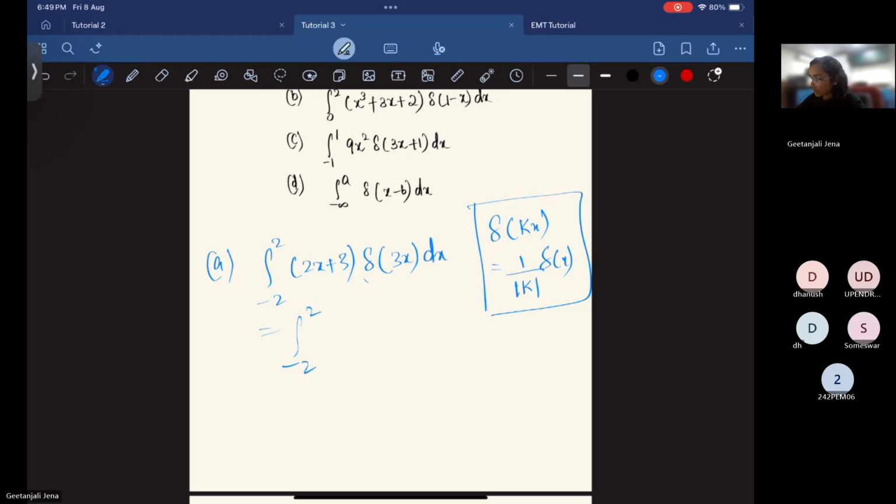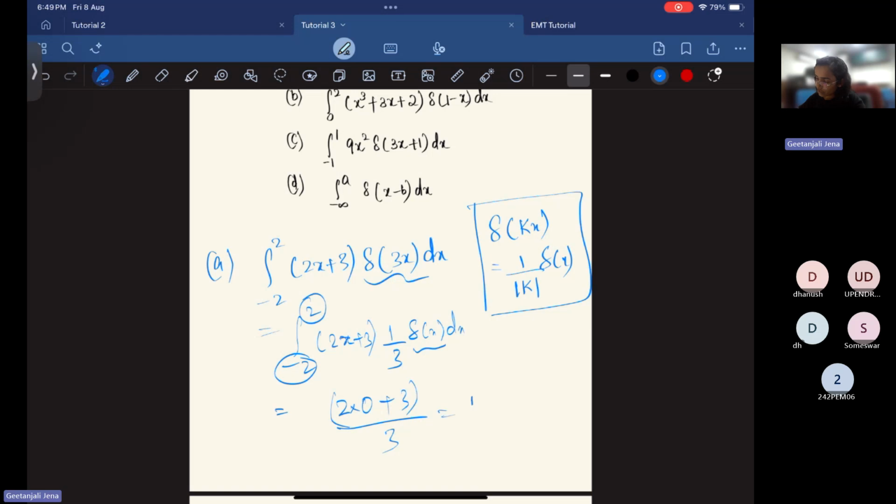So this is 1 by mod of k, which is mod of 3, delta x dx, 2x plus 3. And the Dirac delta is non-zero at x equal to 0, which is within the limit. So that is why this will pick up the value at 0. So this will give 1.